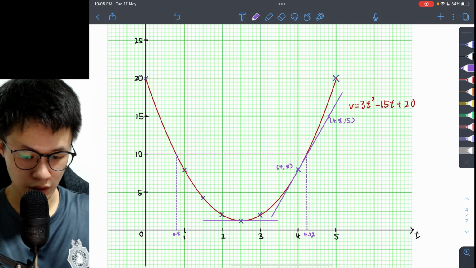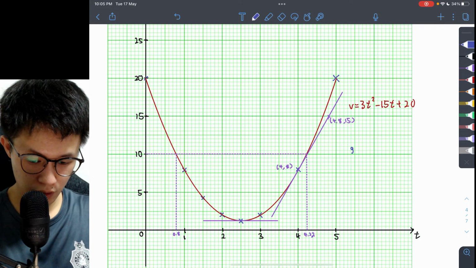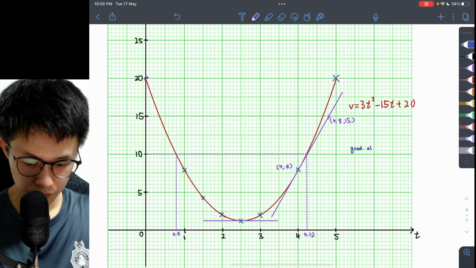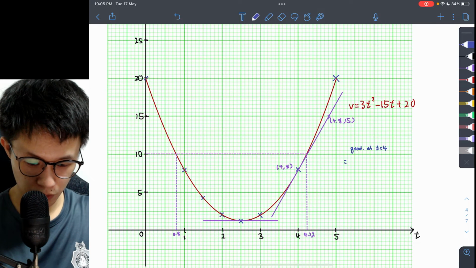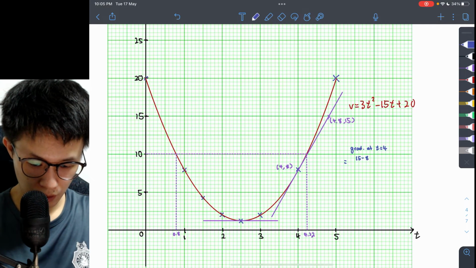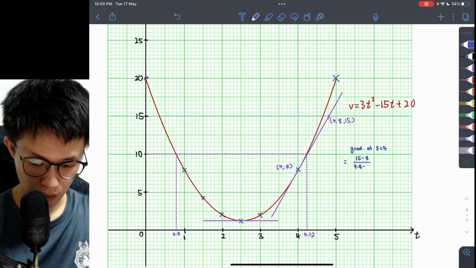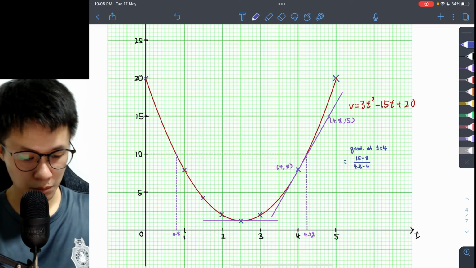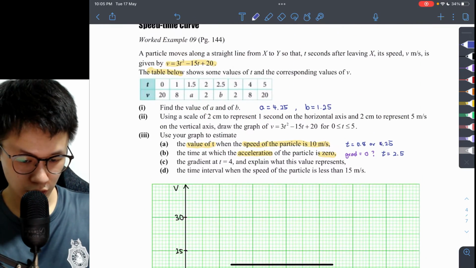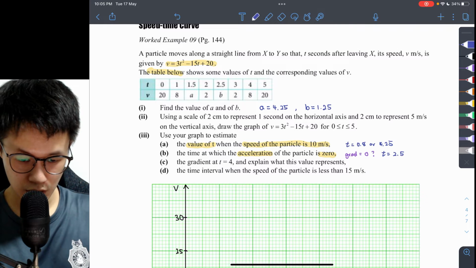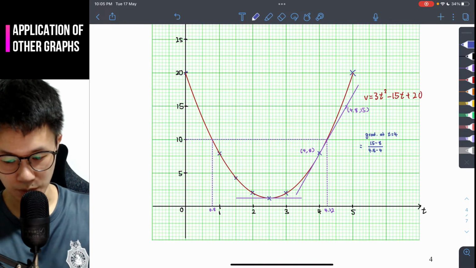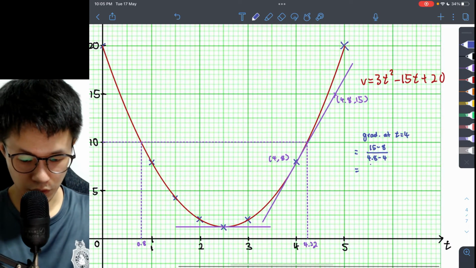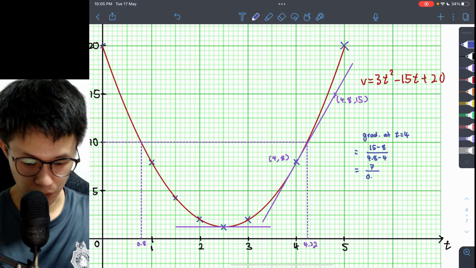So we have something nice here, and the gradient at t equals 4 would simply be equal to 15 minus 8 divided by 4.8 minus 4. Okay, bear in mind the units also. So the v should be in meters per second, and t is in terms of seconds. So just be careful. So this is equal to 7 divided by 0.8.